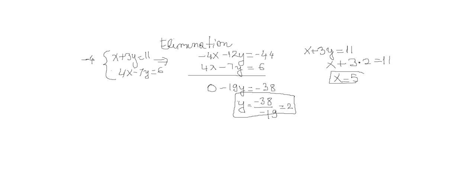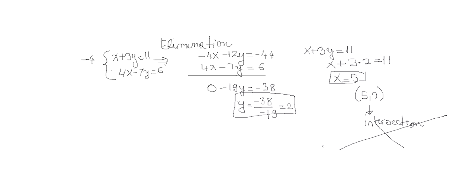So the solution point of these lines is first coordinate 5, second coordinate 2. They intersect at point 5, 2. These lines are intersecting. We are in a case of intersecting lines. So this is the point of intersection, the point 5, 2, and at the same time the solution of the system.